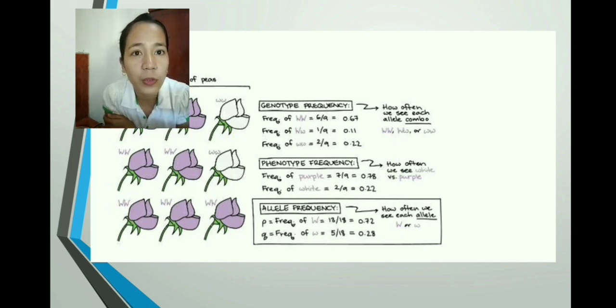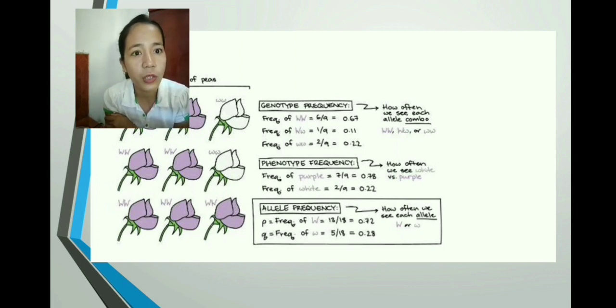So the frequency of WW, the homozygous dominant genotype, is 6/9. So there are 6 homozygous dominant genotypes, and there is also one heterozygous genotype, and also the homozygous recessive of 2. So i-divide mo sila og 9. So 6 divided by 9, 1 divided by 9, and 2 divided by 9. So manana ilang mga answer, 0.62, 0.11, and 0.22. Makita nimo nga correct ang answer if imuha na silang i-add, then the answer is equal to 1 or 100%.